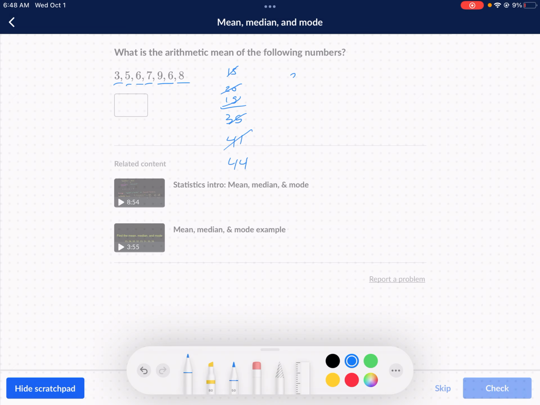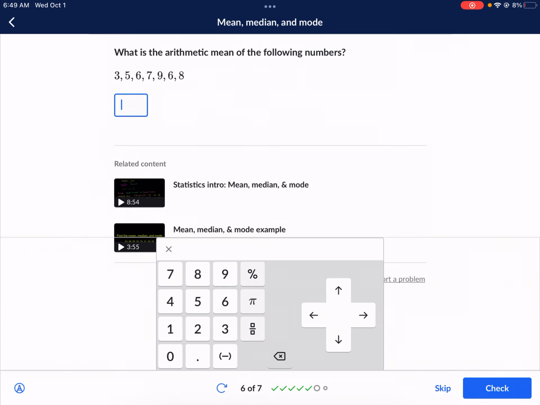Now what's my count? So that's my sum. I need to divide by my count, which is 1, 2, 3, 4, 5, 6, 7. So I divide that by 7. So I need to do 44 divided by 7. Get out my calculator for this. 44 divided by 7 is going to be slightly under 7. 6.29 looks like. 6.29.